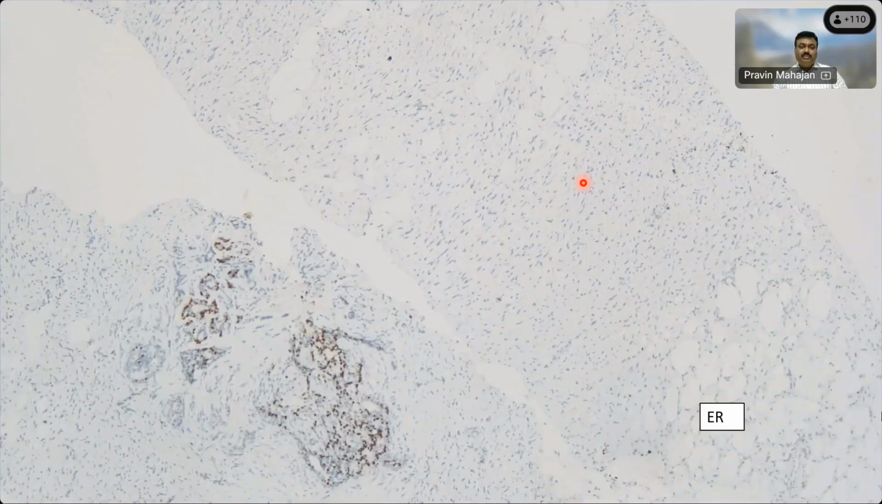ER. So because we have done CK was positive nicely, P60 was nicely positive. Our diagnosis definitely is like a metaplastic spindle cell carcinoma, low grade fibromatosis-like. I will come to that.